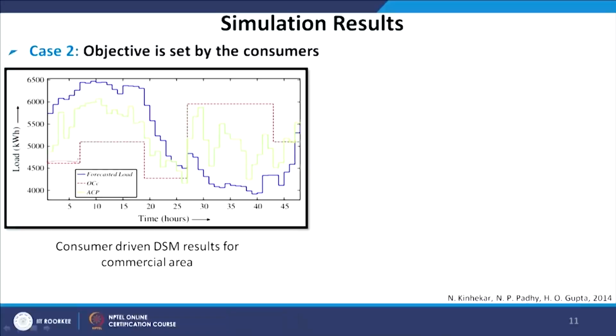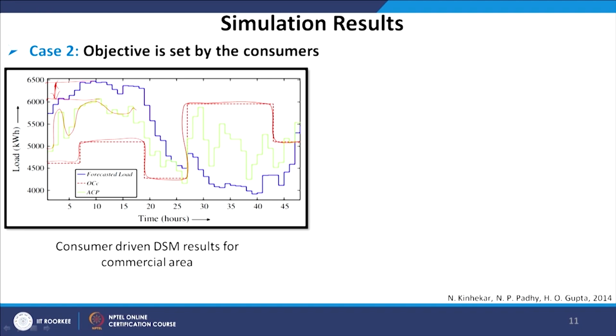Now, instead of a utility driven objective, if you set a consumer driven objective, the characteristic is not necessarily extremely variable, but it is straightforward because it is based on the tariff. And we can see the new characteristic, the green one, where the peak is now at 6,100 instead of 6,400. So, you can see there is still a reduction in my peak due to the consumer driven DSM program in place for commercial areas.